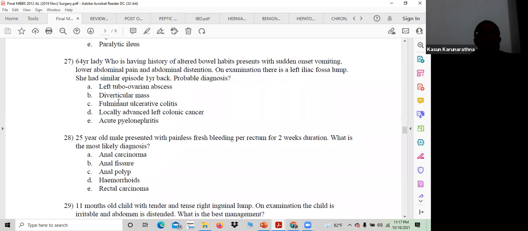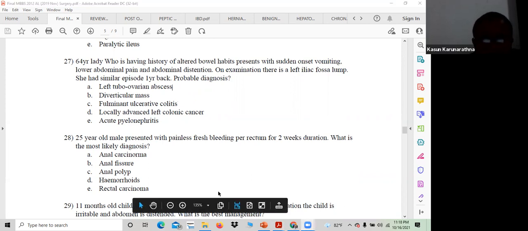Ulcerative colitis, severe fulminant ulcerative colitis. Again, you would have PR bleeding. It's also a rare form of disorder, severe ulcerative colitis, and there should be more lower GI symptoms, right? Left tubo-ovarian abscess again. Here the history gives GI symptoms: abdominal distension, lower abdominal pain, vomiting. So diverticular mass is a good option, right? This should be the answer.